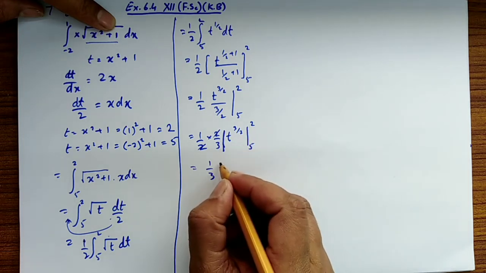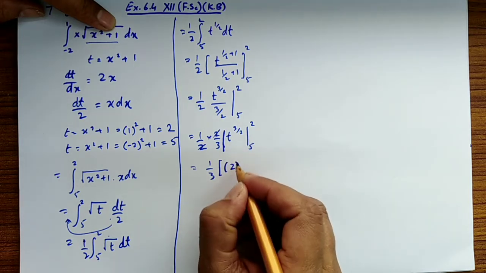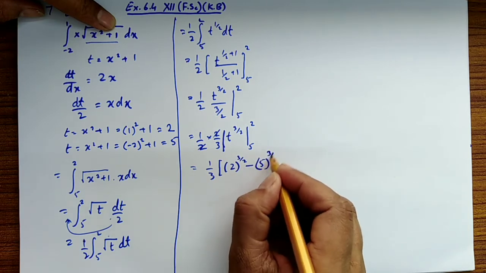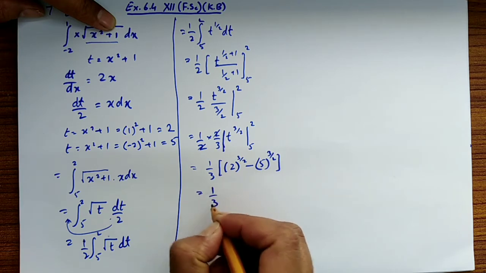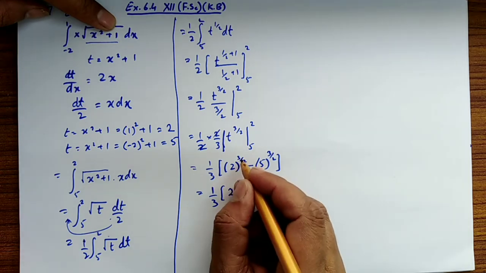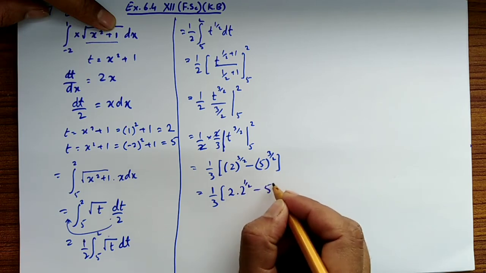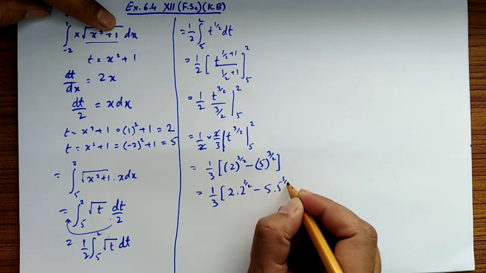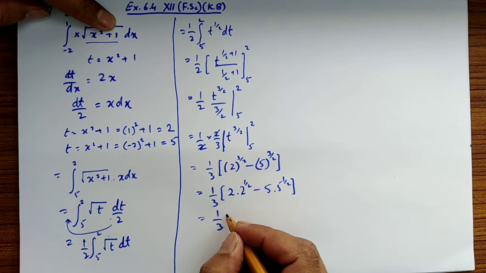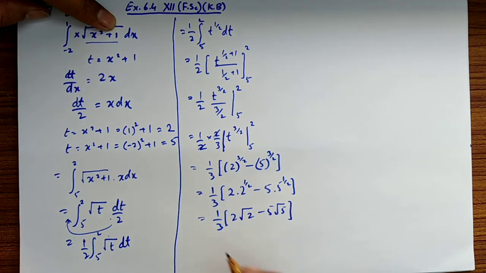Now putting the upper limit first, the process is to put the upper limit first, minus 5 whole power 3 upon 2, 1 upon 3. That is, in place of this 2 power 3 upon 2, I can write 2 into 2 power 1 upon 2, minus 5 into 5 power 1 upon 2, right? So I can write just 2 under root 2 minus 5 under root 5. So this is the final answer.